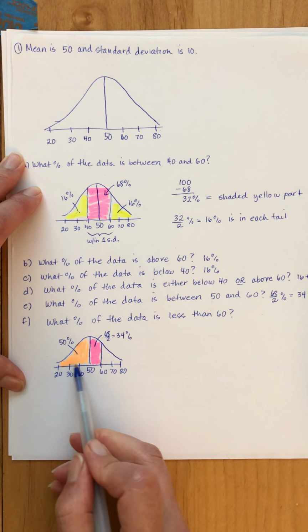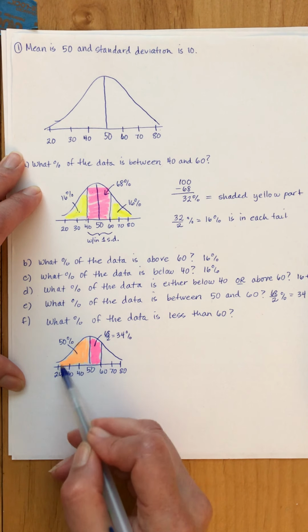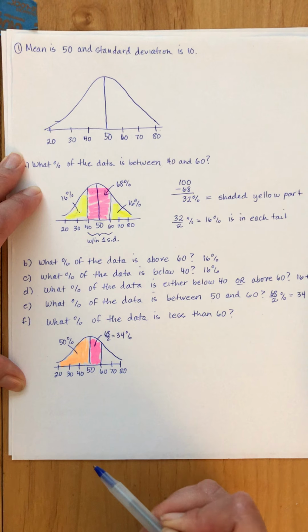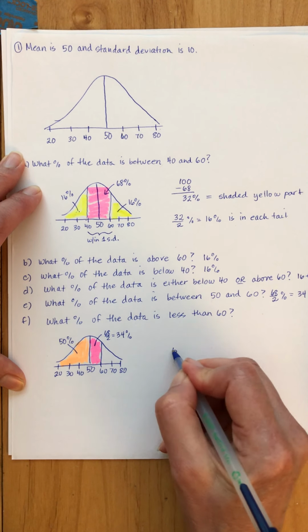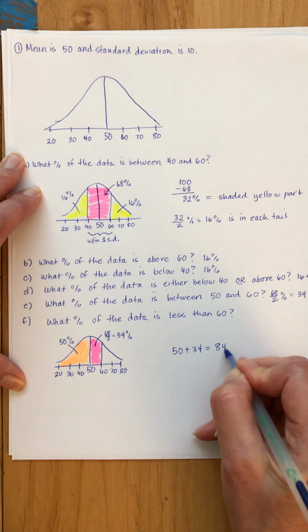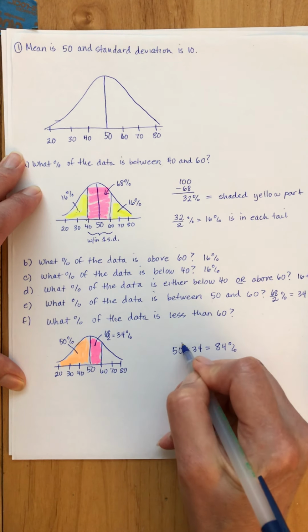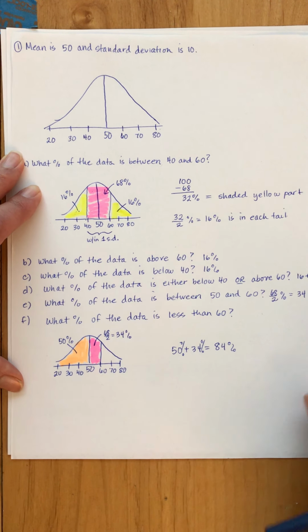So it can be done either way. Now if you want everything below 60, what do you have to do? You have to take all of the orange and all of the pink and add it together. So 50 plus 34 equals what? 84%. I should put the little percent signs on here. Okay, so that's one question.